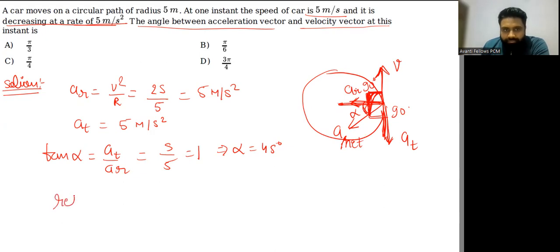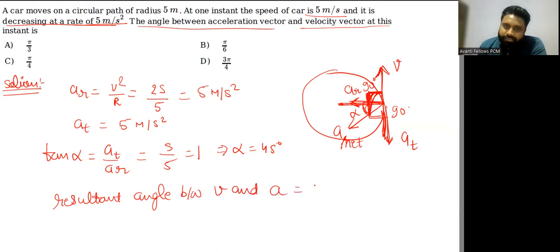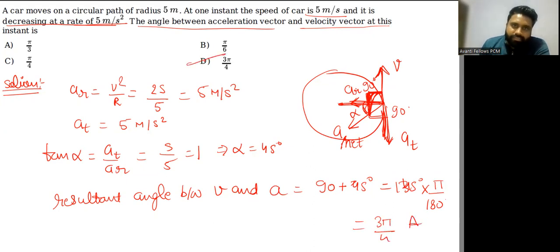So the resultant angle between velocity and acceleration here is what? 90 plus 45 is equal to 135, and you have to convert it into pi. So you have to multiply it by pi by 180. And this will result in 3 pi by 4. Option D is the correct option. Okay.